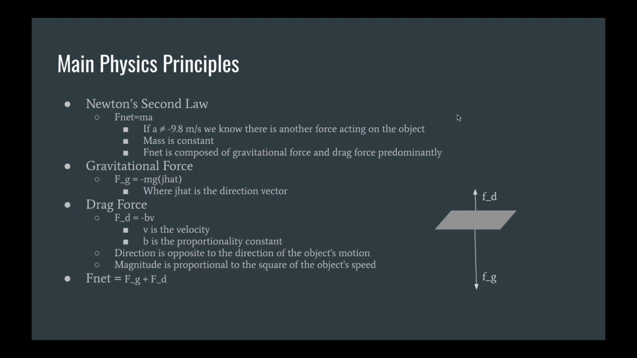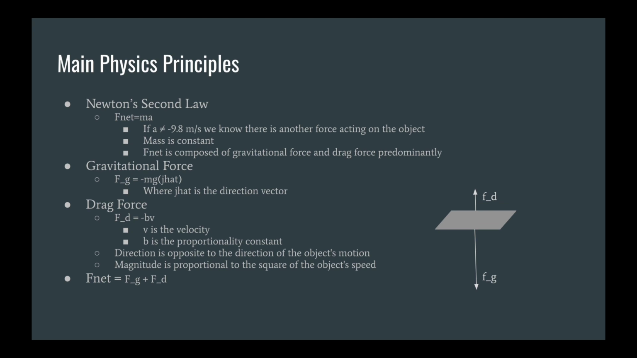There are a few fundamental concepts that we need to understand in order to grasp this experiment. First being Newton's second law. It says that F equals ma. This is applicable because when mass is constant, if the acceleration isn't negative 9.8 meters per second squared, we know there must be another force acting other than gravity.